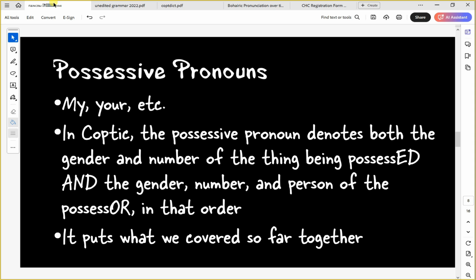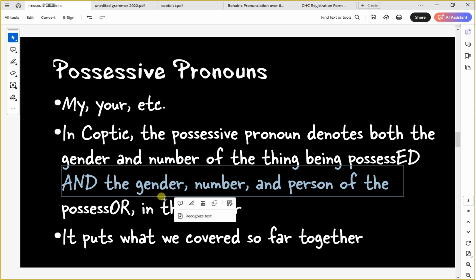If I say the mother has a son, I could say the mother's son, which would mean I could say her son, right? So son is the thing being possessed here. So in Coptic, I need to get the gender of the son, which is masculine, and then the number. I'm only talking about one son, so singular. So masculine singular, we know it's p, right?